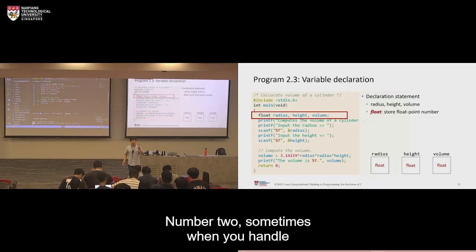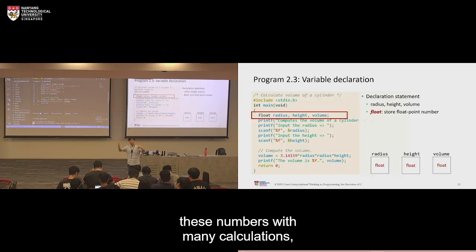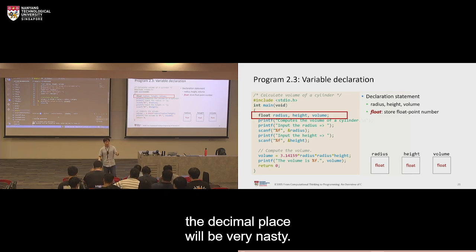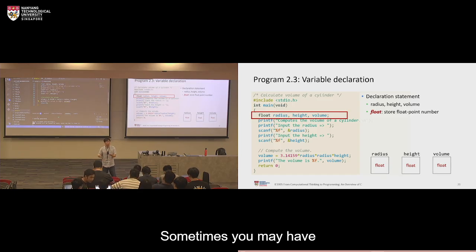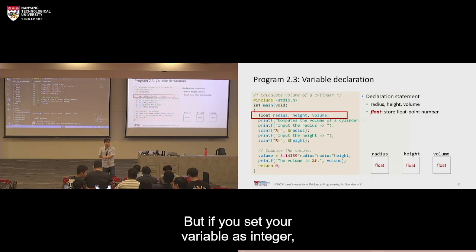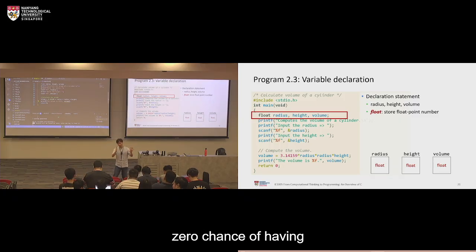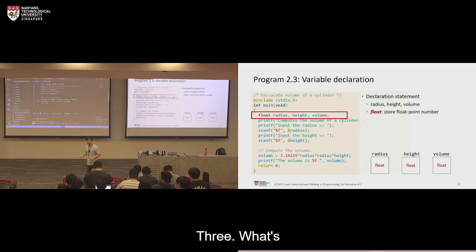That's number one. Number two, sometimes when you handle these numbers with many calculations, the decimal places can be very nasty. Sometimes you may have unwanted decimal places. But if you set your variable as an integer, there is zero chance of having this nasty decimal place. Two reasons. Okay, thank you.